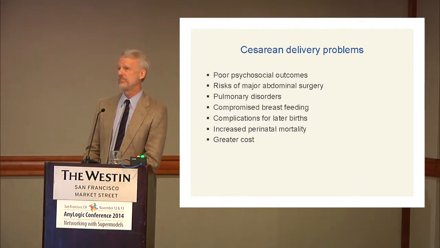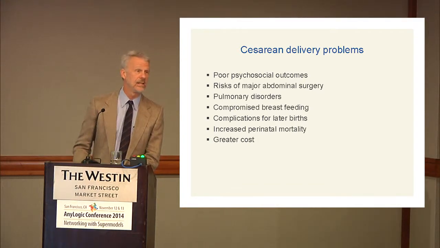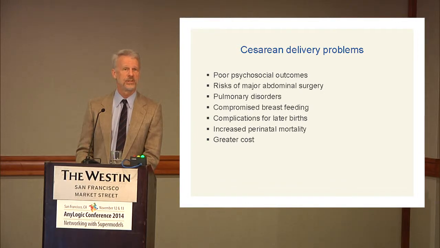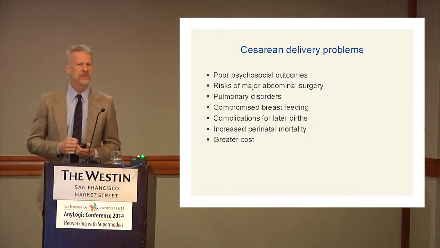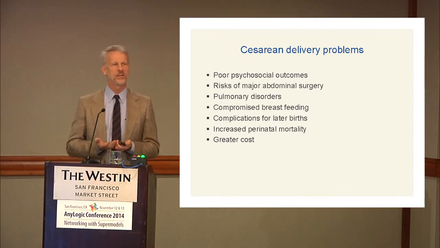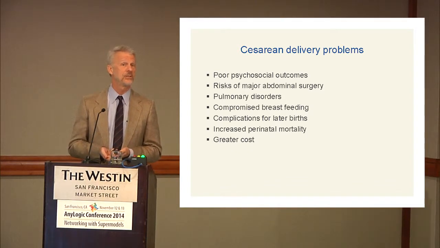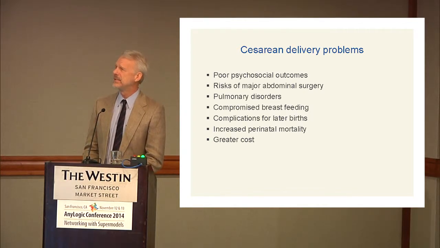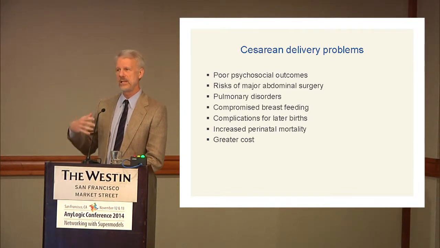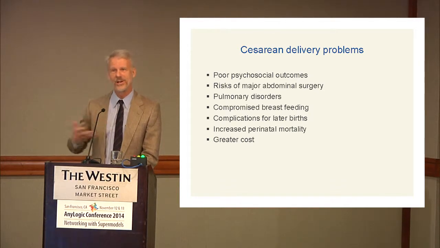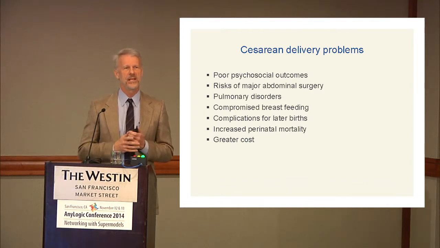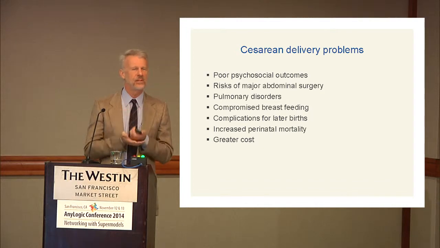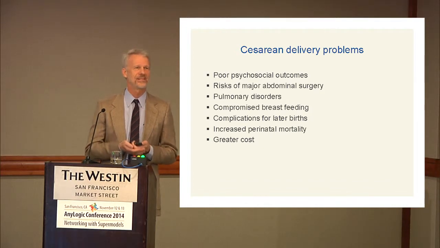Some of the children develop pulmonary disorders, asphyxia and respiratory distress syndrome are 2 of the main ones. Breastfeeding is compromised. Later births are compromised because think about it, you're cutting through the abdomen, you're going to have scar tissue, which is going to make later births much more difficult. It increases the morbidity and mortality of both mother and child around the childbirth, and the cost is much greater. So what I'm wanting to get at here is this is a big deal. It's very expensive, and it's really putting at risk mother and child.